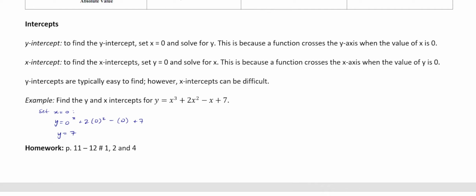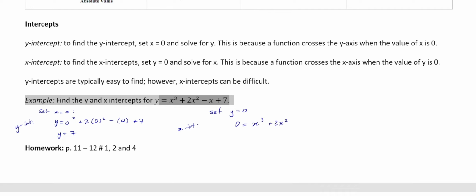That's my y-intercept. For my x-intercept, I'm going to set y equal to 0, and then I've got this pretty complex cubic expression that I have to solve, and we don't have the tools to solve that just yet. We will later, so all I'll say right here is just solve for x. You wouldn't be expected to solve for x in this case because you don't quite have the tools. You're going to learn the tools to solve for that in the next unit.